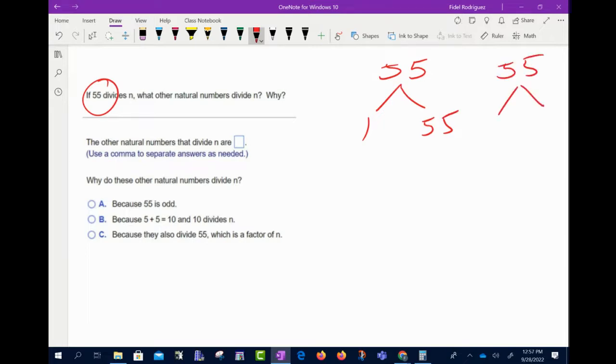We did this a little while ago. 5 and 11, right? What other numbers are going to divide n? 1, 5, 11, and 55, because those are all numbers that divide 55, right? Now it said, why do these numbers divide n? Because they also divide the number 55, okay?